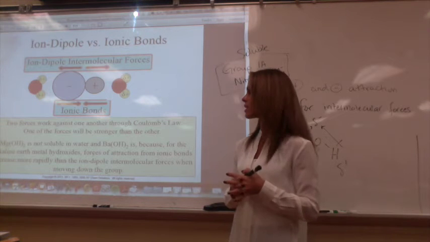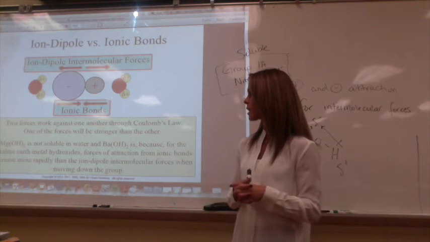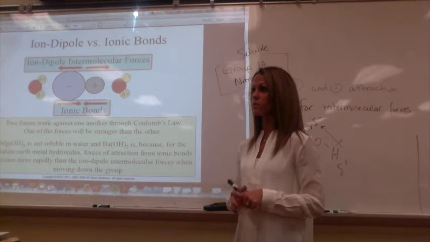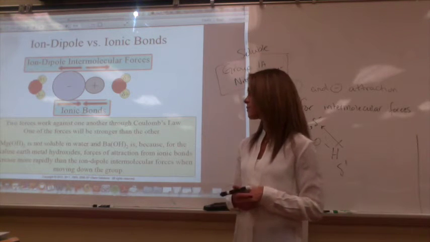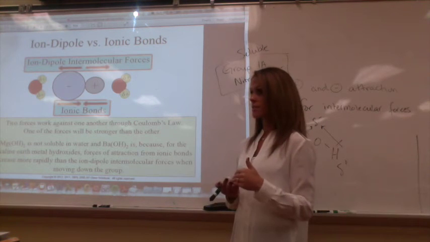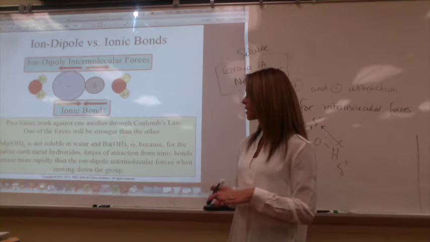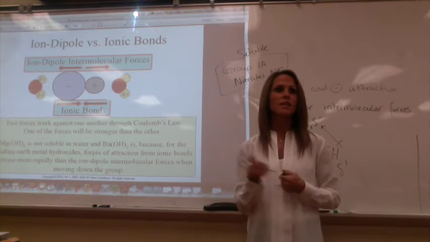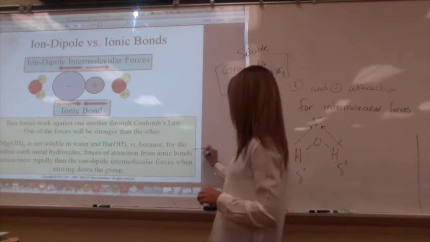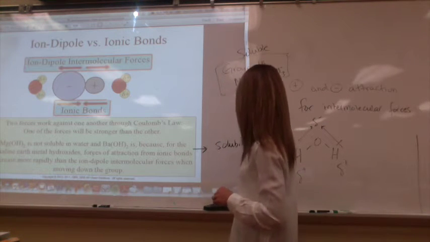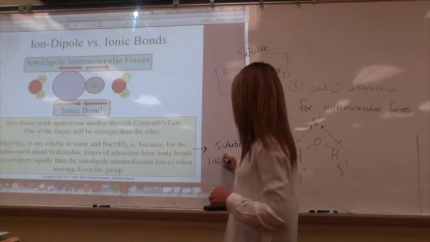So magnesium hydroxide is not soluble in water, but barium hydroxide is, because for the alkaline earth metals, so that's group 2 going down, forces of attraction from ionic bonds decreases more rapidly than the ion-dipole intermolecular forces when moving down the group. What this means, basically, this blurb here, is that solubility increases moving down that group.